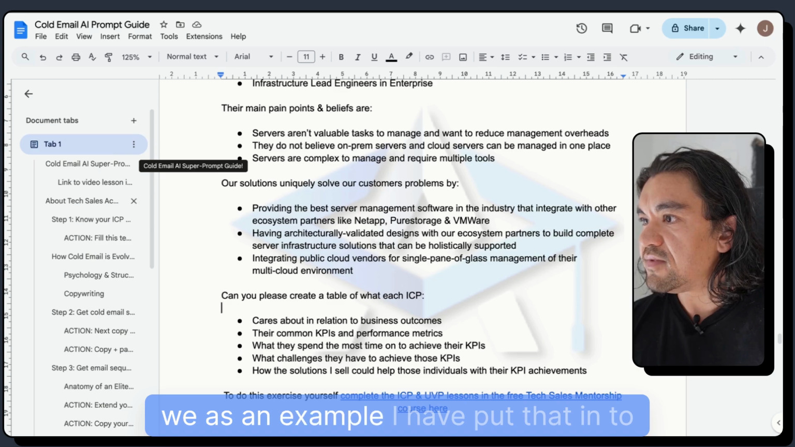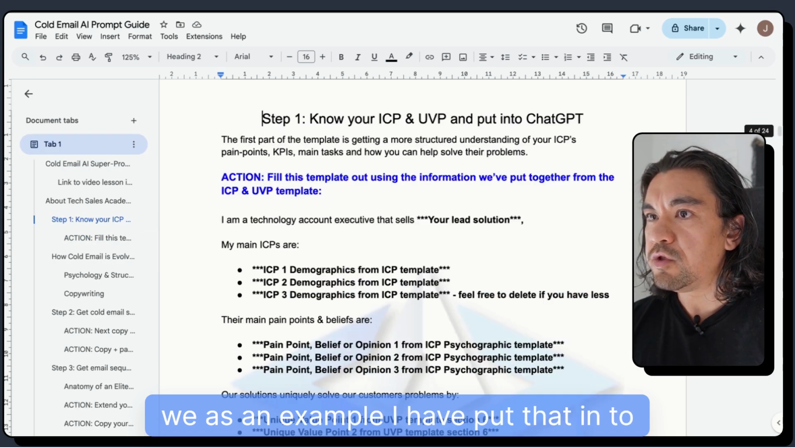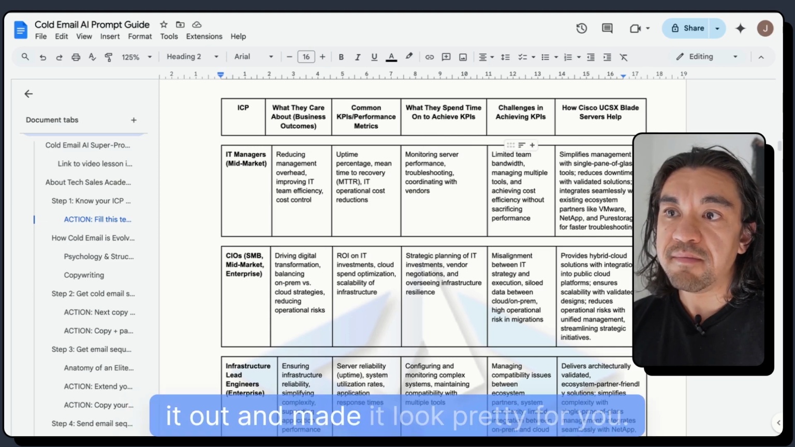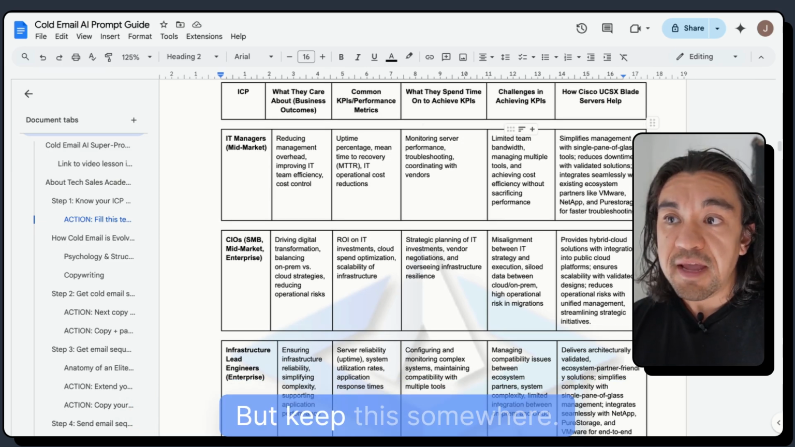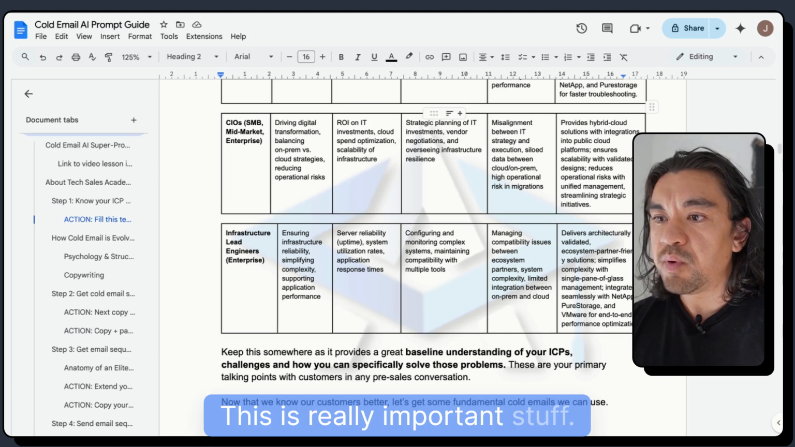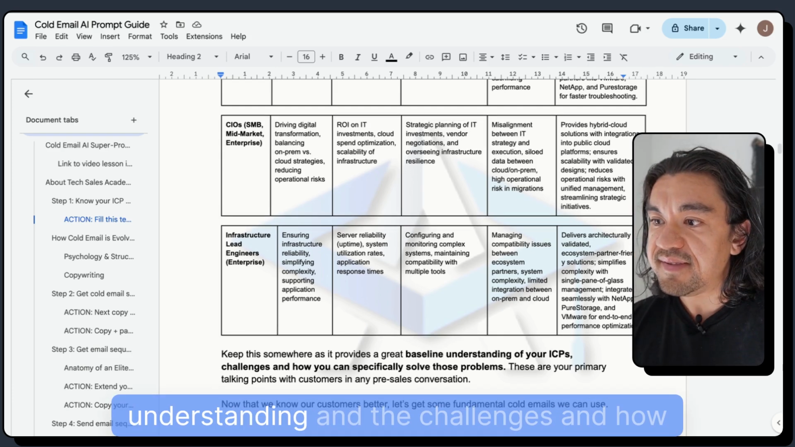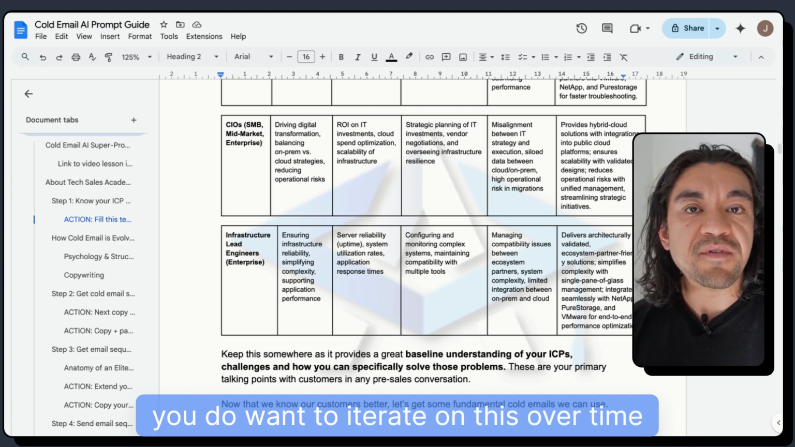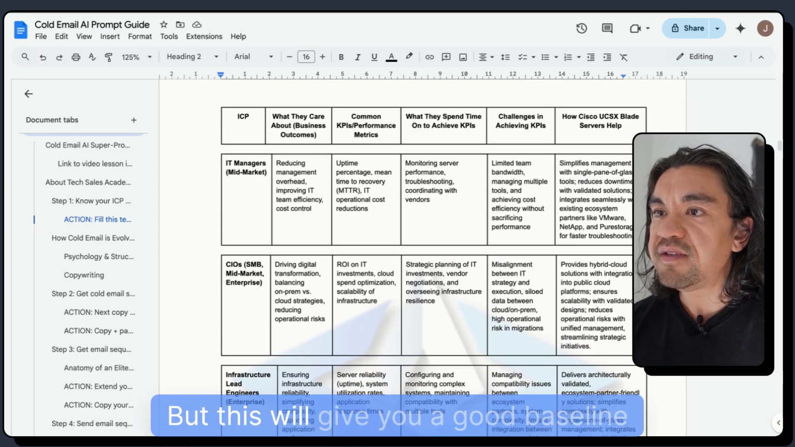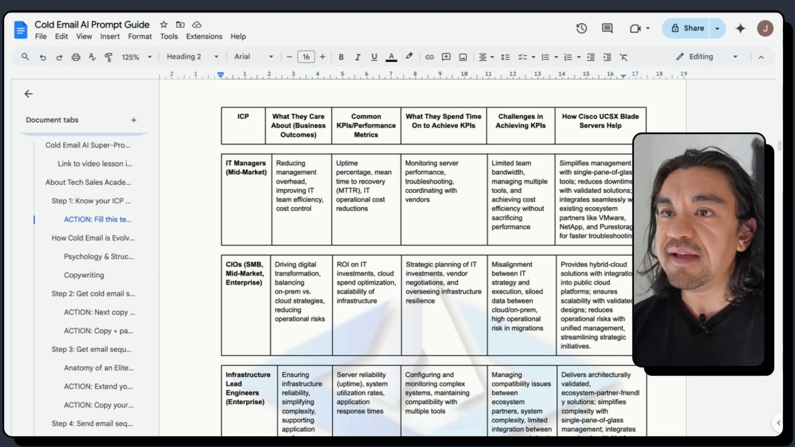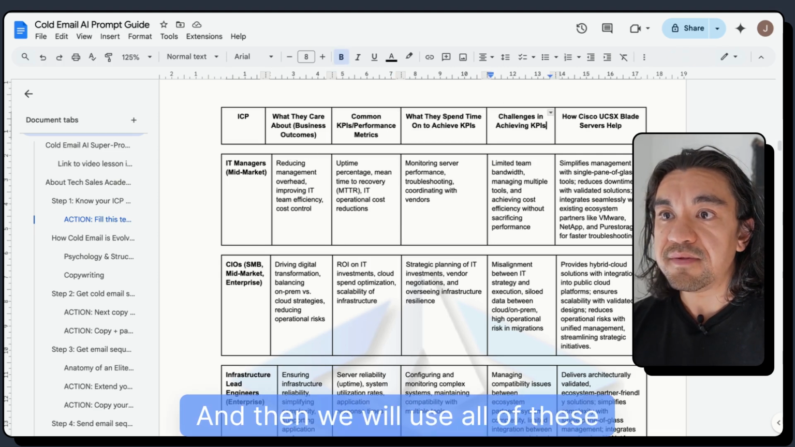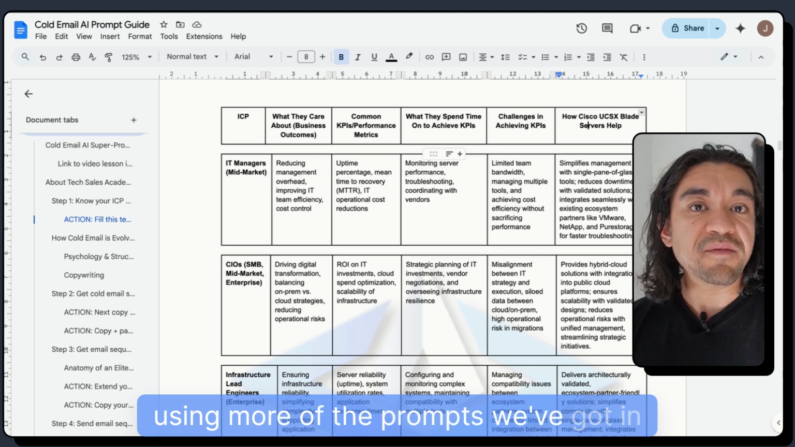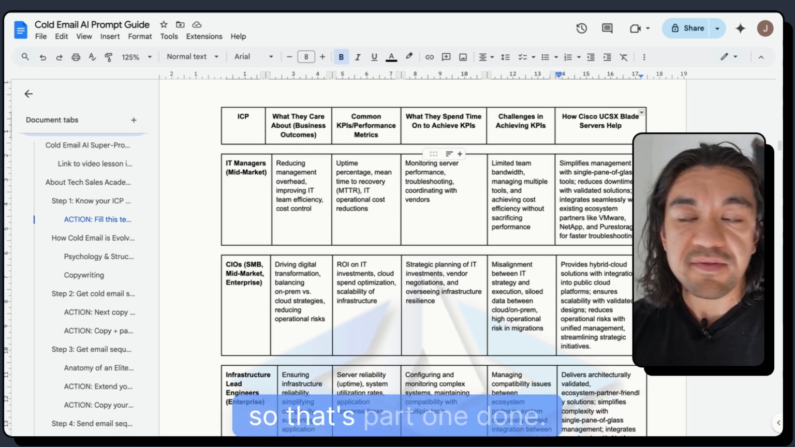And then as an example, I have put that into here and just balanced it out and made it look pretty for you. But keep this somewhere, okay? This is really important stuff. It does give you a good baseline understanding of the challenges and how you solve those problems. Again, you do want to iterate on this over time and evolve it, but this will give you a great baseline understanding. And then we will use all of these in the email copy using more of the prompts that we've got in further steps below. Okay, so that's part one done.